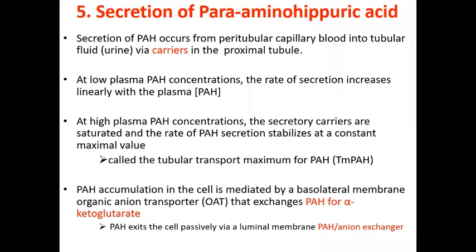So the paramilipuric acid accumulation in the cell is mediated by the basolateral membrane organic anion transporter. So we have an organic anion transporter that is going to exchange paramilipuric acid with alpha ketoglutarate. So it's exchanging paramilipuric acid with alpha ketoglutarate. So the paramilipuric acid is going to exit the cell passively via the luminal membrane paramilipuric acid anion exchanger. So they also have an exchanger on the other side.